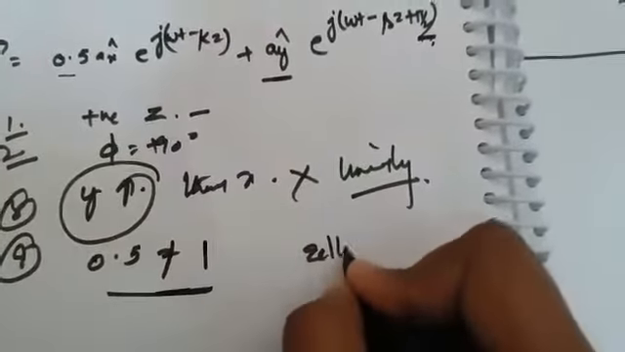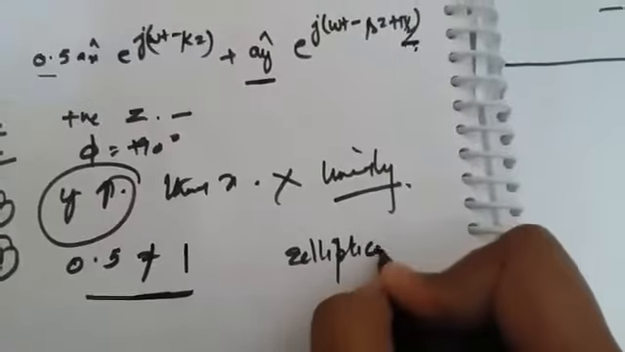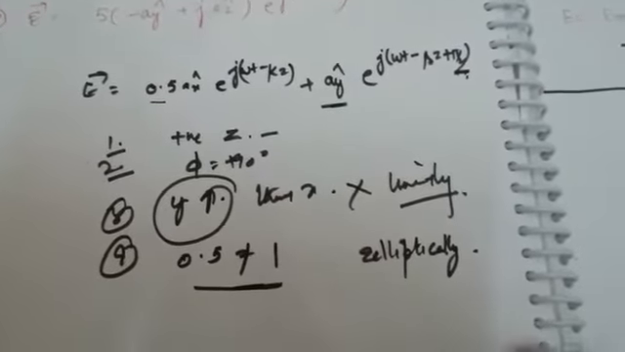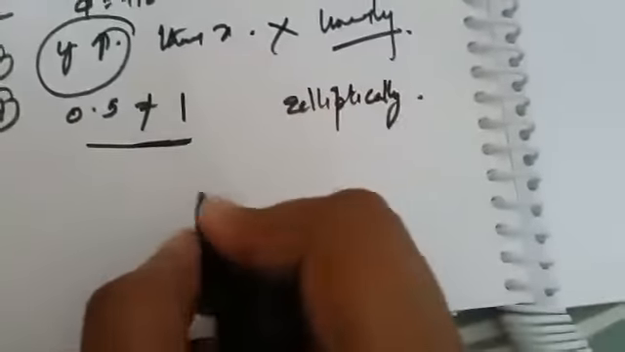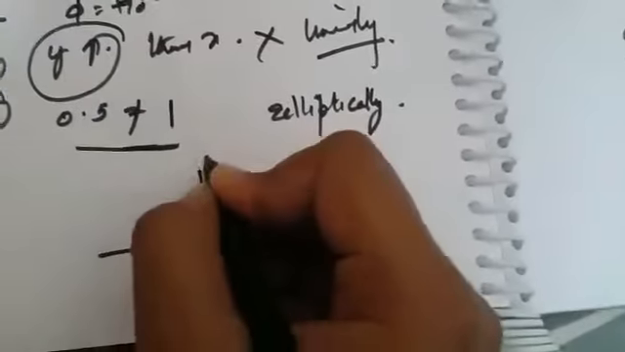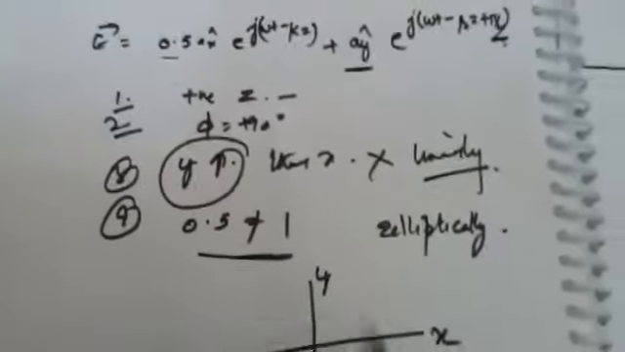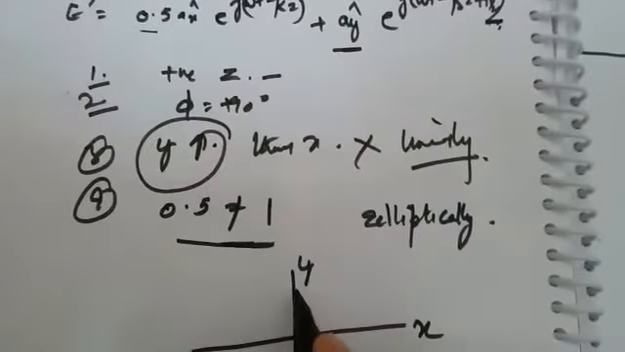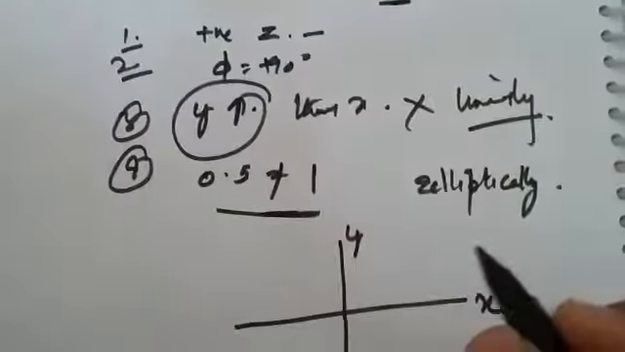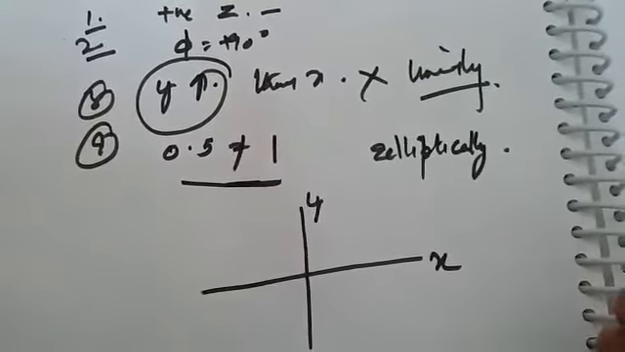So one thing we are getting from here is that it's an elliptically polarized wave, right? But another question is whether it's right elliptical or left elliptical. For that we make a diagram like this. This is y and this is x. So the y component is leading. Whichever component is leading, we move from that component to the lower component, which is lagging.